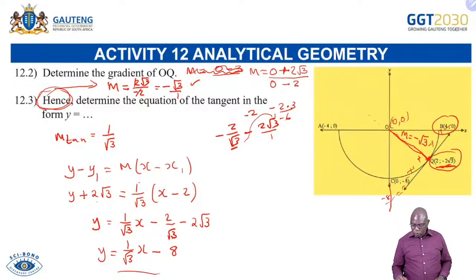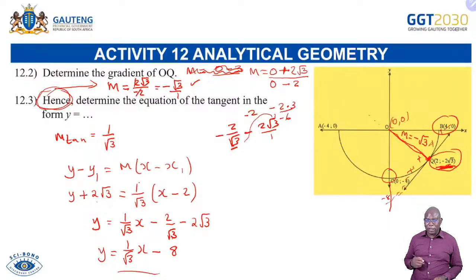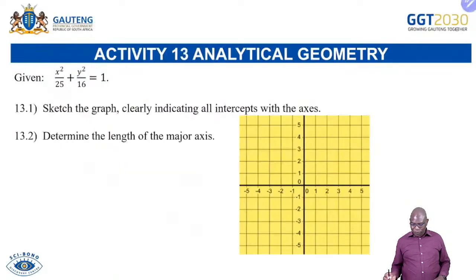Remember, the tangent doesn't pass through these points. It doesn't pass through this point, so you cannot use those points. You must use that point, because this is the only point the tangent is going to pass through. Okay, same applies here. This one was an easy one, square root of 25, square root of 16. And the x is 5.